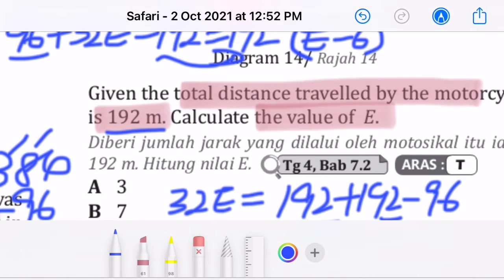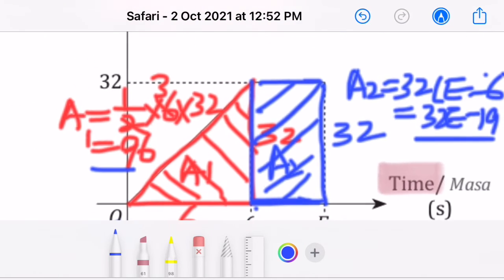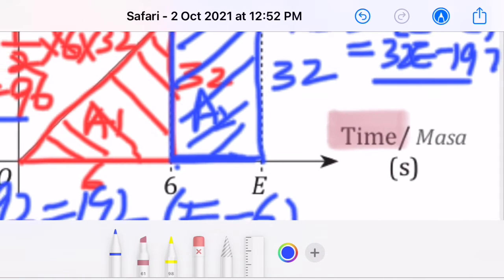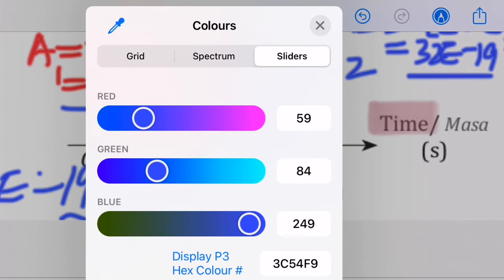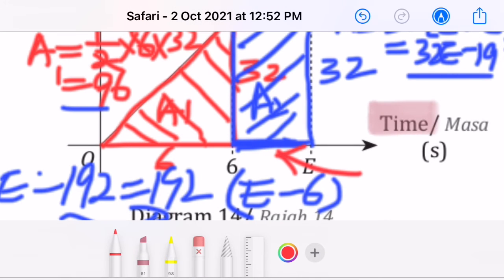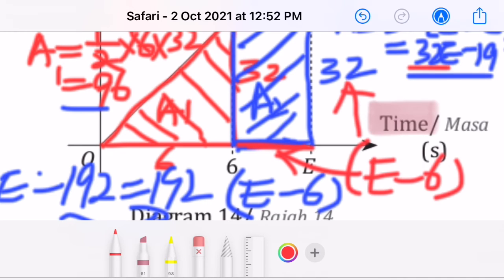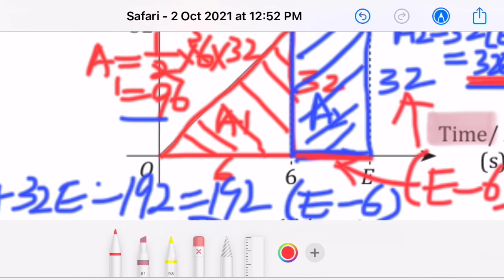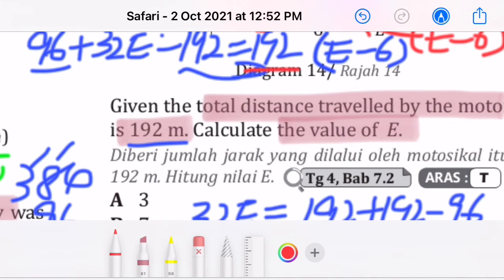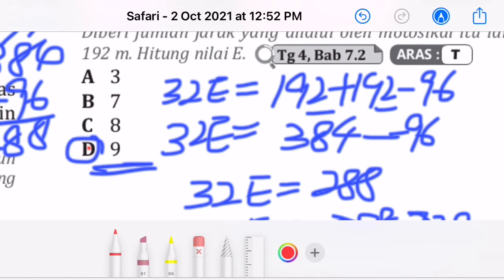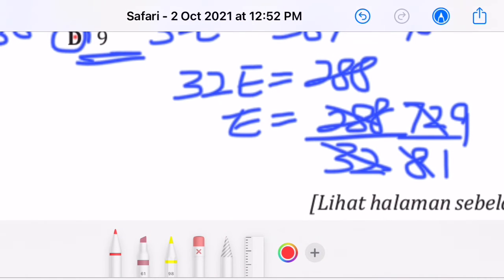Right, that is how you solve it. You have to find the areas separately. Especially for this one, you have to use E minus 6. You cannot use 6 minus E. You must use E minus 6 and then multiply by 32 to get 32E minus 192, add the 96, and set it equal to 192, and then solve it carefully. You will get the answer: E is equal to 9.